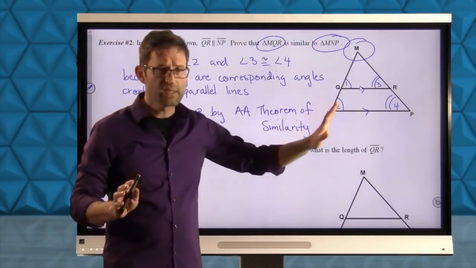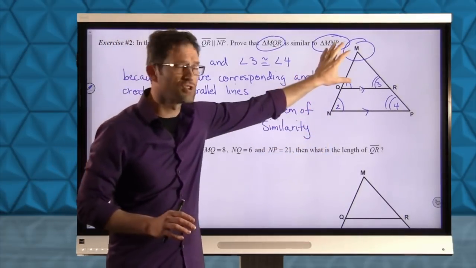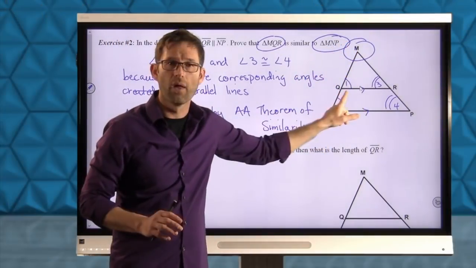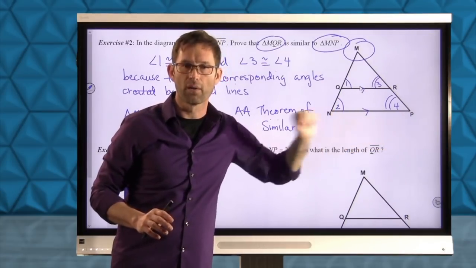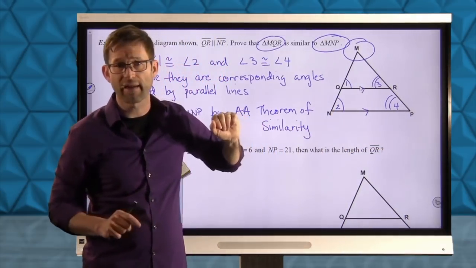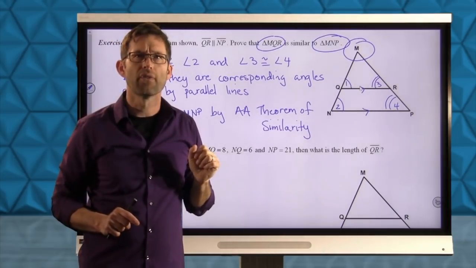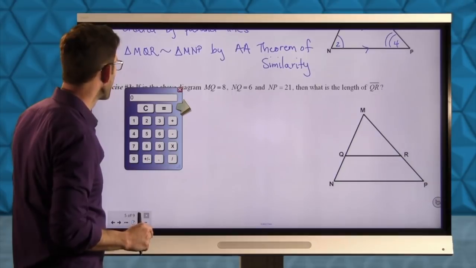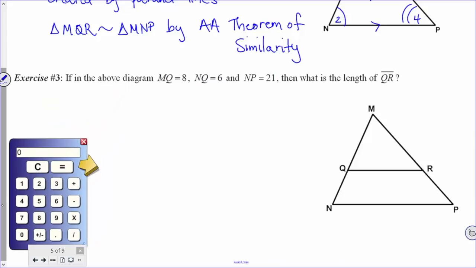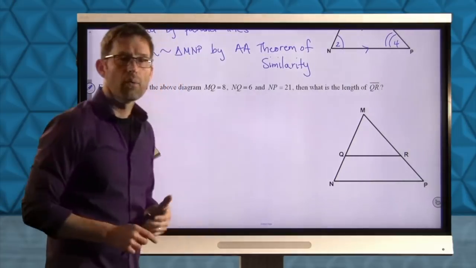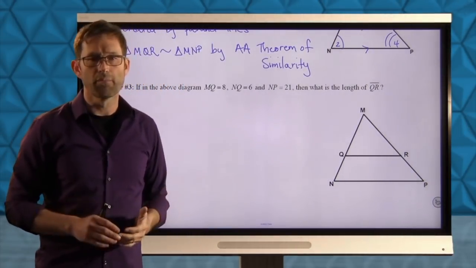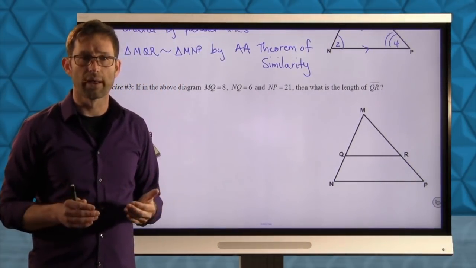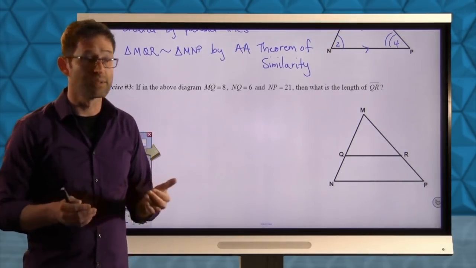And again, we're going to see this picture time and time again where we have a triangle embedded within another triangle and two sides being parallel to one another. We saw that as early as unit number, I think it was 4. All right, but let's keep going. Exercise number 3. If in the above diagram MQ is 8, NQ is 6, NP is 21, then what is the length of QR? We've already talked about this a little bit, but it's really important that when you're working with two similar triangles to maybe draw the pictures of the two triangles separately.